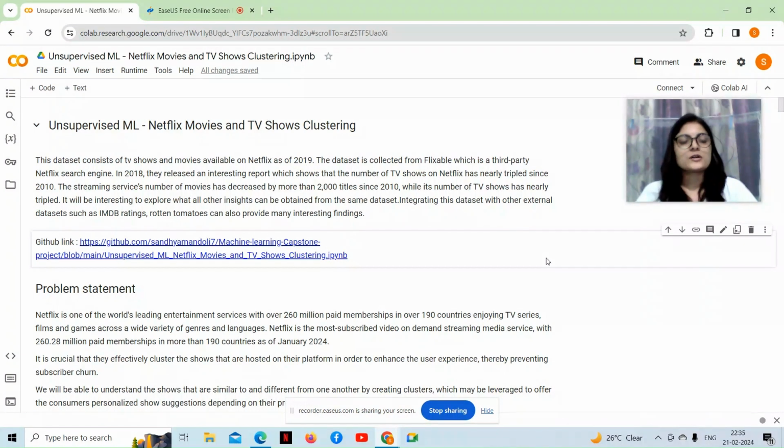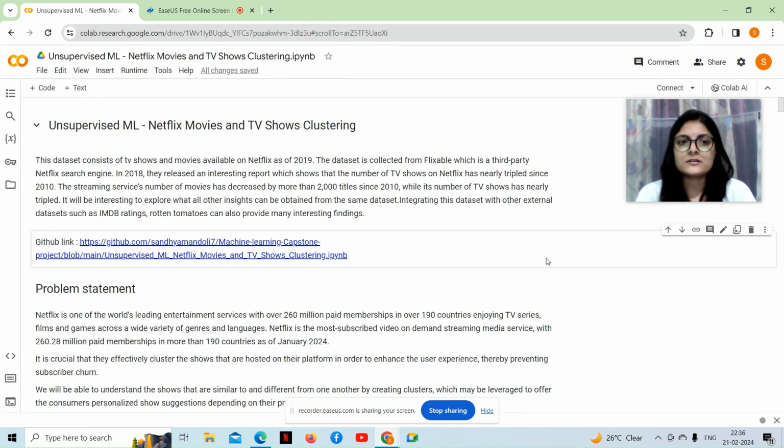Today I'm going to talk about the Capstone project that is related to machine learning. The name of the project is Unsupervised Machine Learning, Netflix movies and TV shows clustering. So this dataset consists of TV shows and movies available on Netflix as of 2019. The dataset is collected from Flixable, which is a third party Netflix search engine.